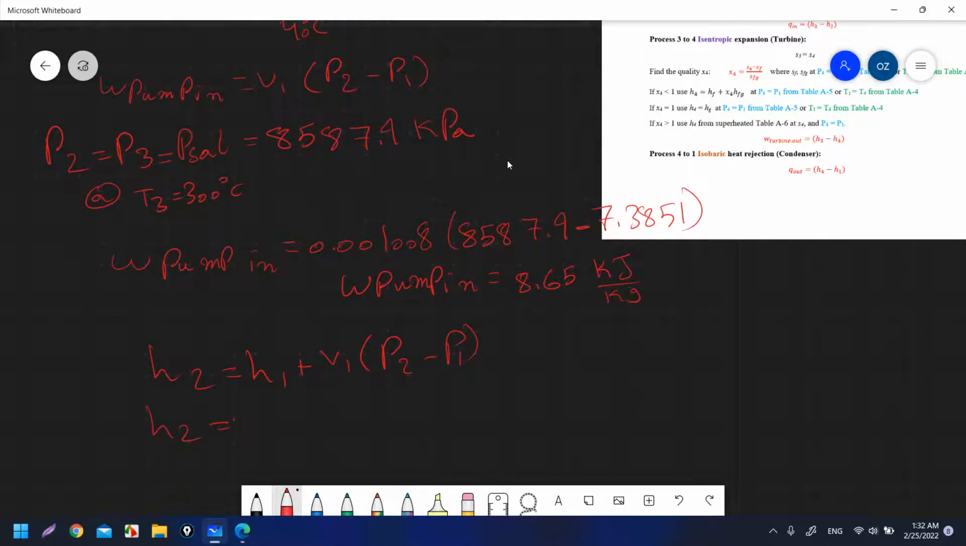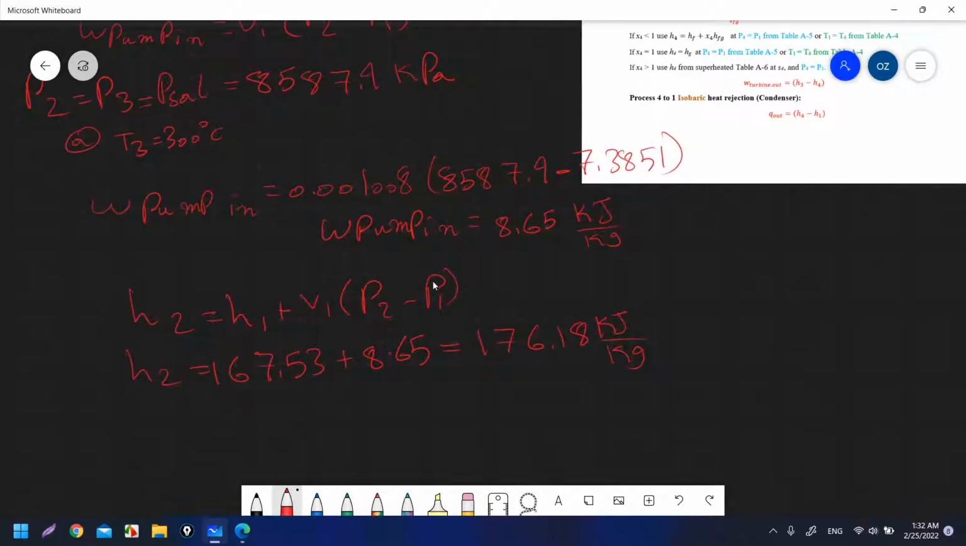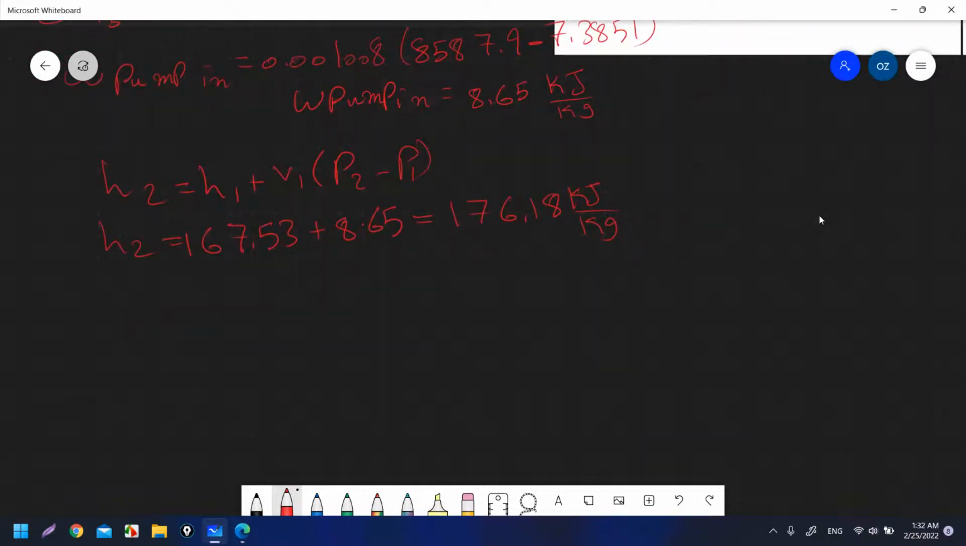h1 is 167.53, we got it from the table, and v1 times P2 minus P1, which is the work pump in, is 8.65. So this will give you 176.18 kilojoule per kilogram, and as you can see, it has a slightly higher value than h1, and the work pump in is very small, 8.65. So now we found h2.